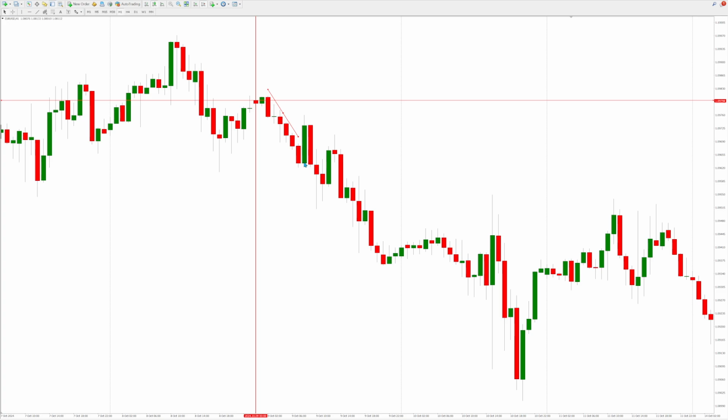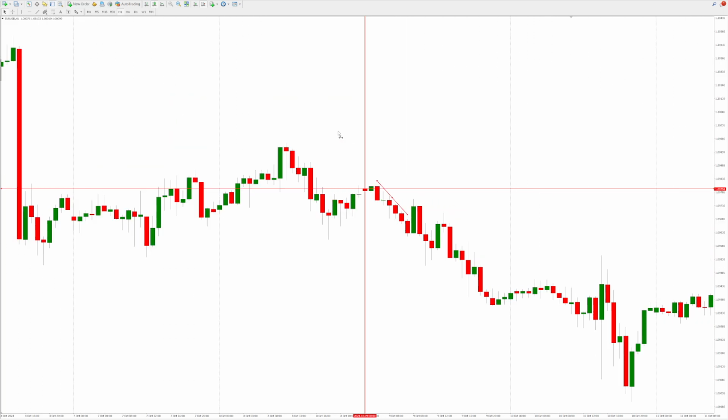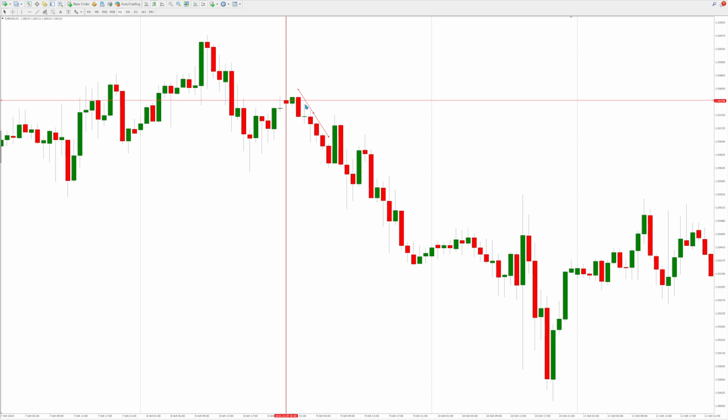Wherever you enter here, at the bottom of this candle or on this spinning top, that's up to you. I do have videos on various candlestick patterns and technical indicators that you can use for timing your entry. I will be completely honest and transparent with you here. This is not an entry I would have taken.